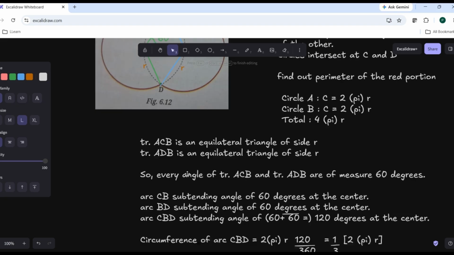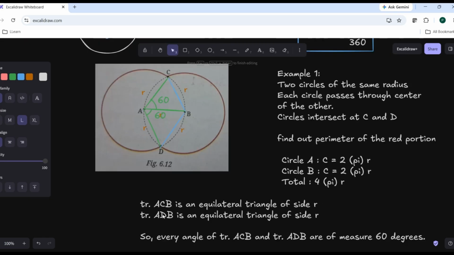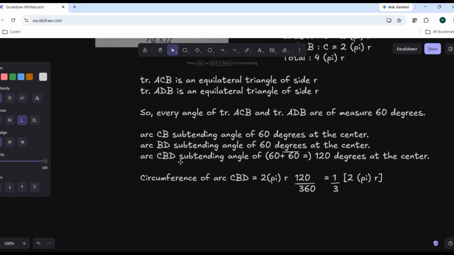When we learned fractions, we learned that if we divide a slice of pizza into 3 and take one slice, then how many slices are remaining? It's 2. Similarly, this part of the circumference, which is 1/3 of the total, we are removing that. So we are left with 2/3 of the full circumference.